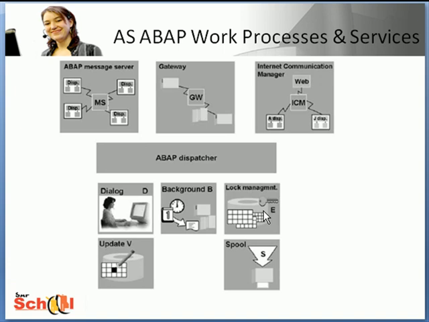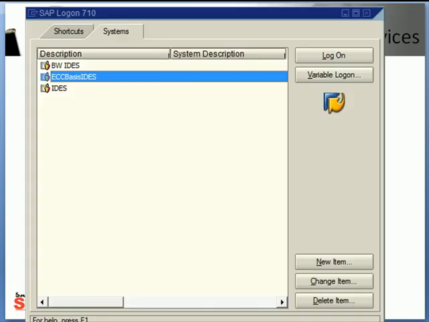The NQ work process essentially administers the lock table in the shared memory. The lock table contains the logical database locks of the ABAP runtime environment, and only one NQ work process is needed per system. So let's look at these processes in the system itself.